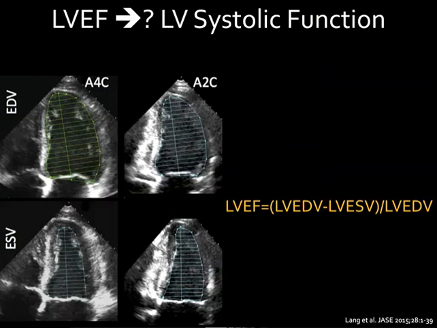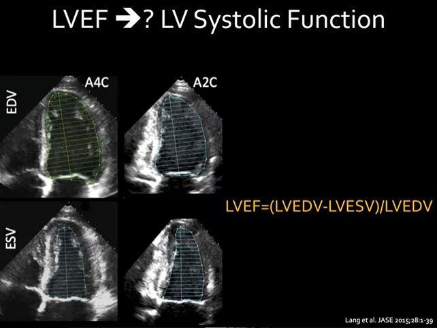So when we talk about systolic function, we automatically go to LV ejection fraction. And just as a reminder, that is a calculation of volumes, right? So we're looking at the stroke volume, the LV end diastolic volume minus the LV end systolic volume, and we're dividing that by the LV end diastolic volume.